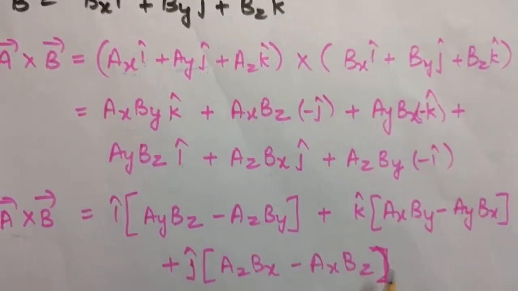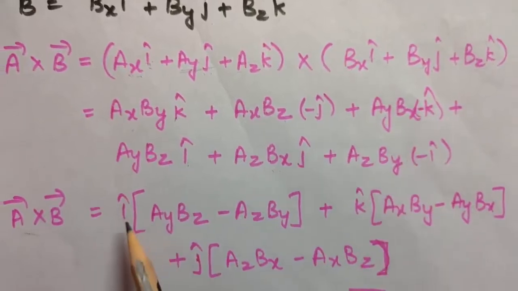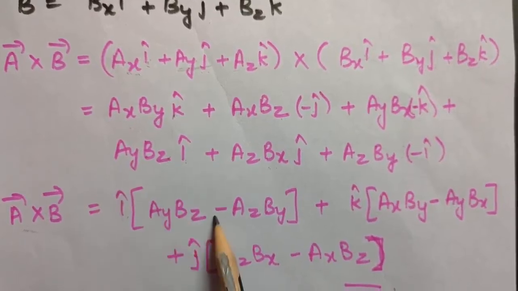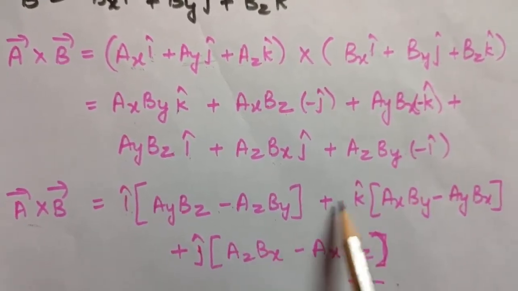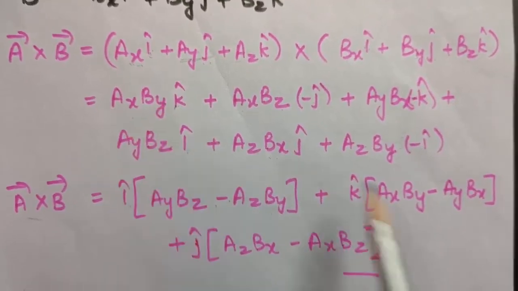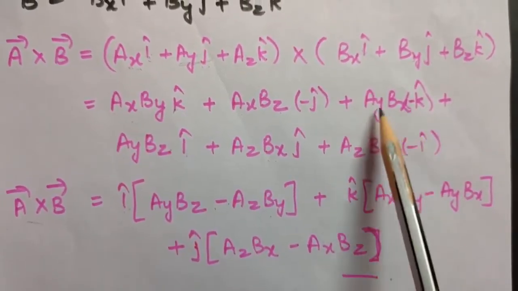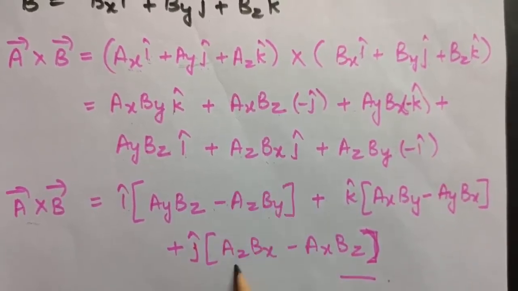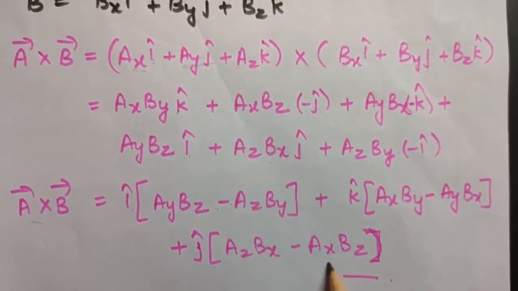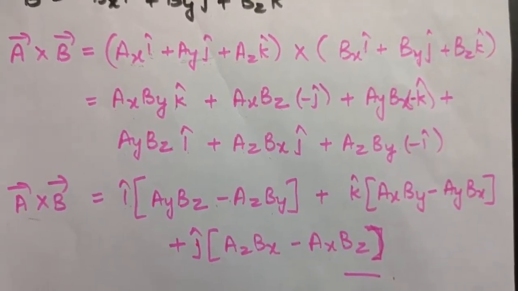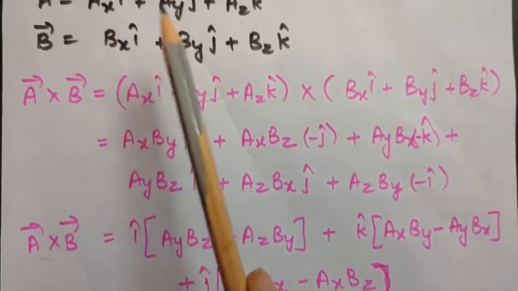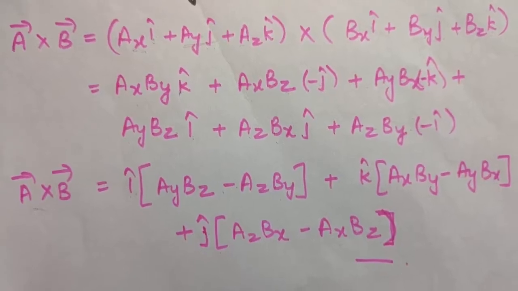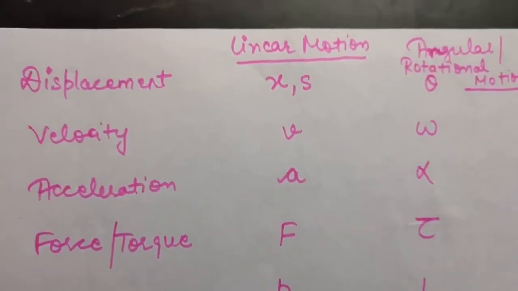Similarly you can do for this one also, you will get these two terms. Okay. Now from these 6 vectors, if I take I cap to be common from this one and this one, I'll be left with ay bz minus az by, plus k cap common, then ax by minus ay bx, plus j cap common, then az bx minus ax bz. So this is the general formula which we can use for A cross B. Suppose you are given the components, then you can put the components and calculate the value of A cross B. Okay students, so this was all about cross product.